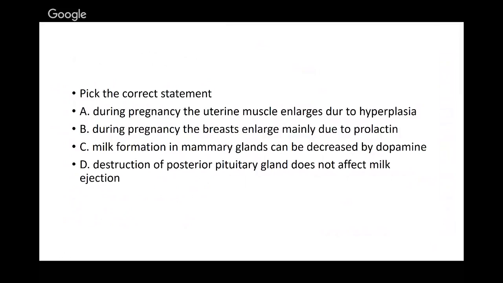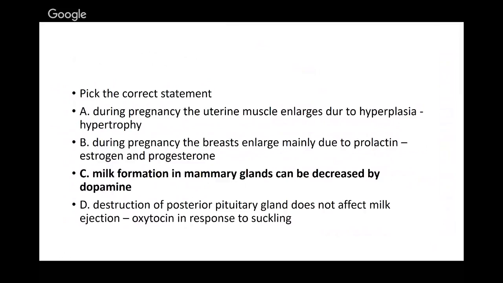All right, so the answer is C. And okay, I'll explain it. During pregnancy, the uterine muscle will enlarge, but that's due to hypertrophy and not hyperplasia. So the cells just become bigger. It does not increase in number.